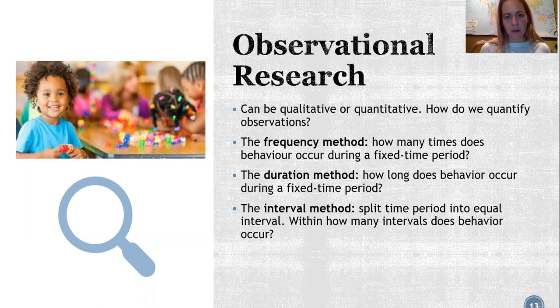Taking a more quantitative approach is breaking this into numbers. So we might be looking at how many times that behavior occurs within a given time period, or how long a behavior occurs within a time period. This is called the frequency method or the duration method, respectively. Or we can do a sort of combination of the two, which is what we're getting at with the interval method, where we split up the time into intervals, and then we look at how many intervals that behavior occurs in.